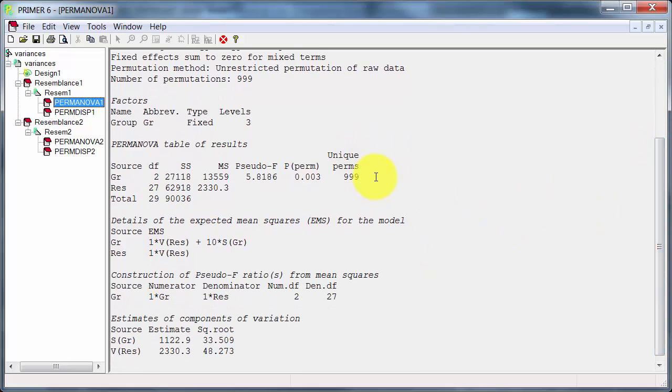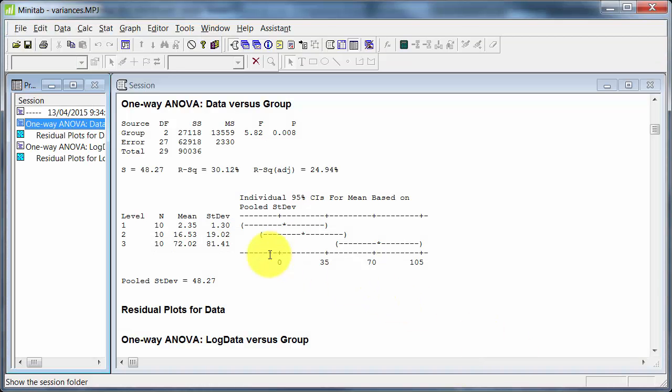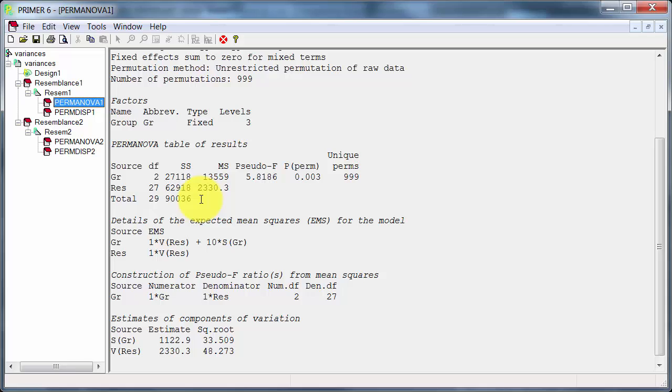So if you look here, the numbers in here are the same as we get with Minitab. The F is 5.82, and 90,036 is the total sum of squares. So all that is the same as doing the conventional analysis. What differs here is the p-value.